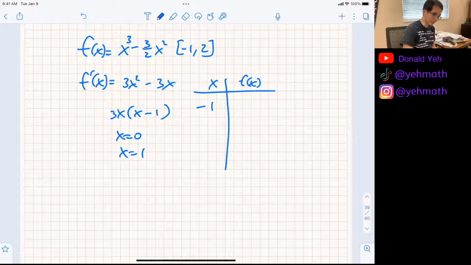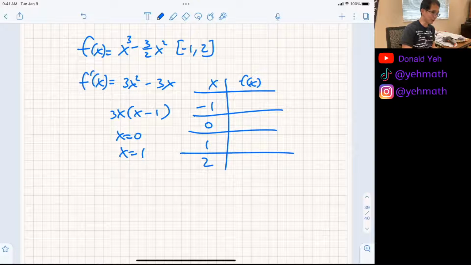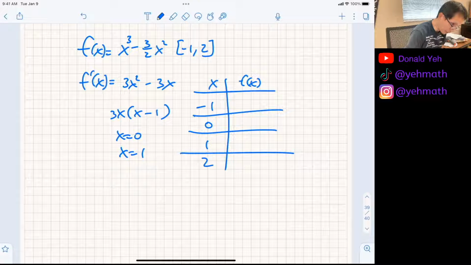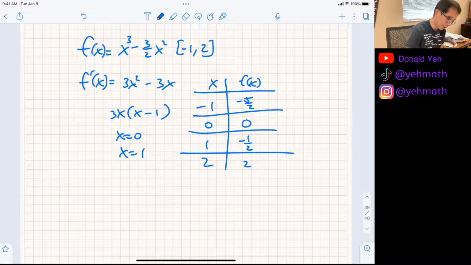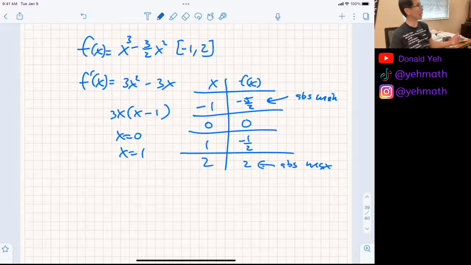There's -1, 0, 1, and 2. But not all the time are you going to have to evaluate all the values, because if I had just a critical number at 1, then I don't need to do 0. But in this case, it happens that you need to evaluate every value. So if I plug in -1, I will get -5/2, 0, and -1/2, and 2. So this is the absolute min and this is the absolute max. I'm just trying to show you that the absolute min and max do not have to be at a critical number. It can be at endpoints.